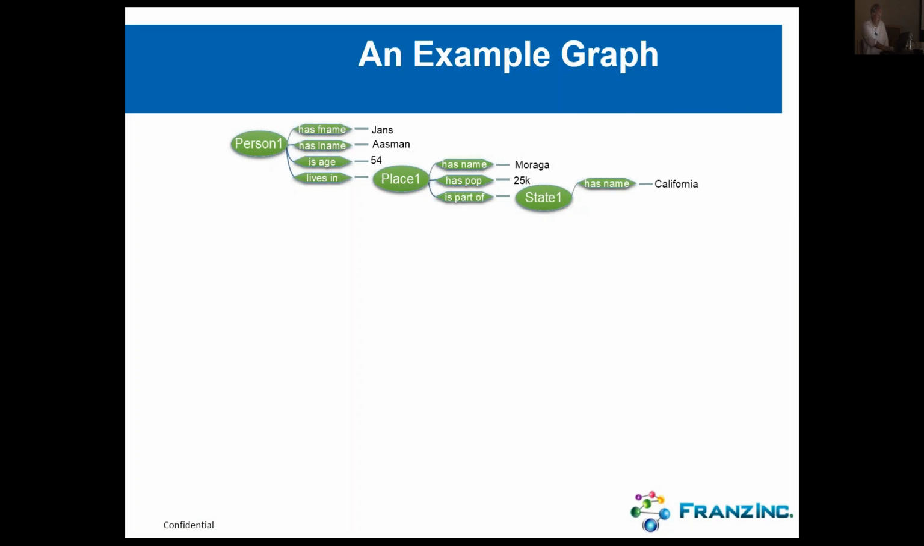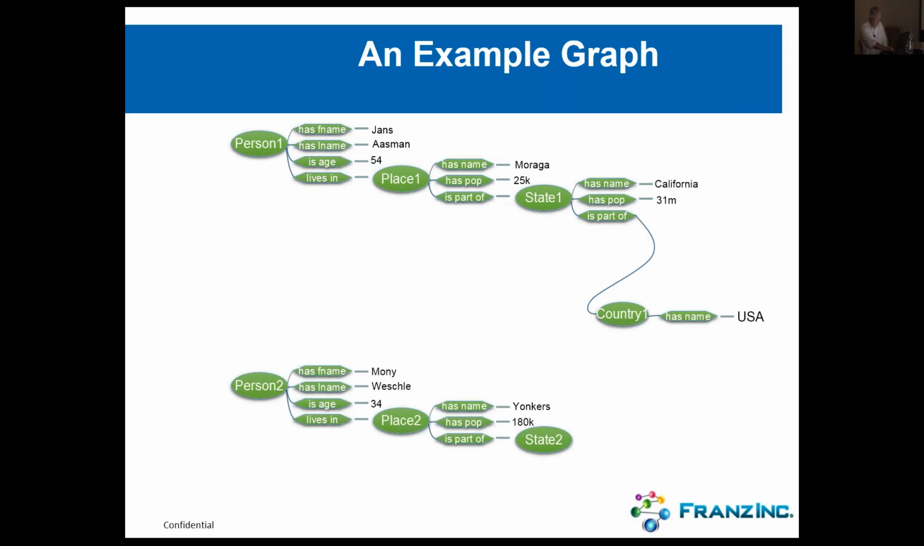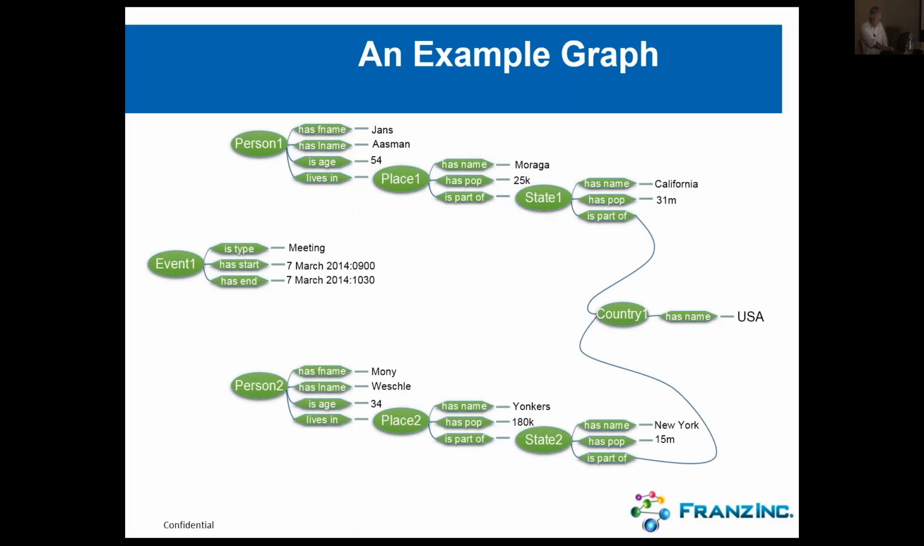So usually when I talk about it to people that don't know anything, I say, well, let's say I want to represent a person. There's the name Jans Aasman, is 54, actually 57, lives in a place called Moraga, which is part of a state that is California, which is part of a country named USA. And there's another person that's living in Yonkers in New York. These person 1 and person 2 were recently at an event at a particular date in a particular place, and these were the 2 actors. So I describe in the graph the 2 people from various places who met each other. Everyone sees and knows that this is a graph.